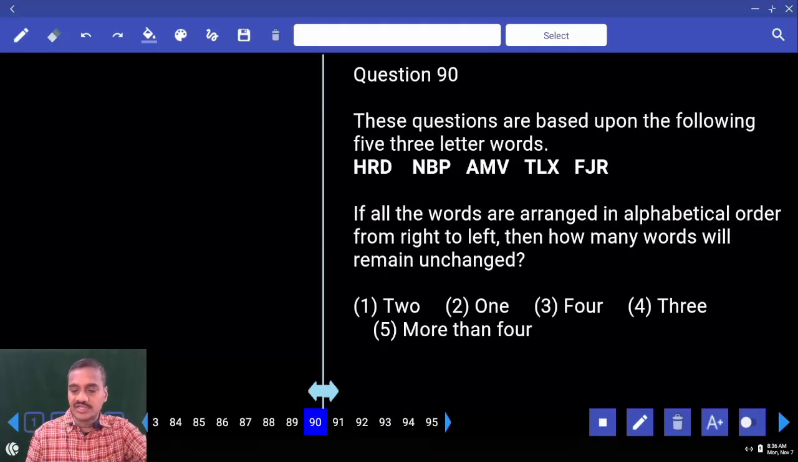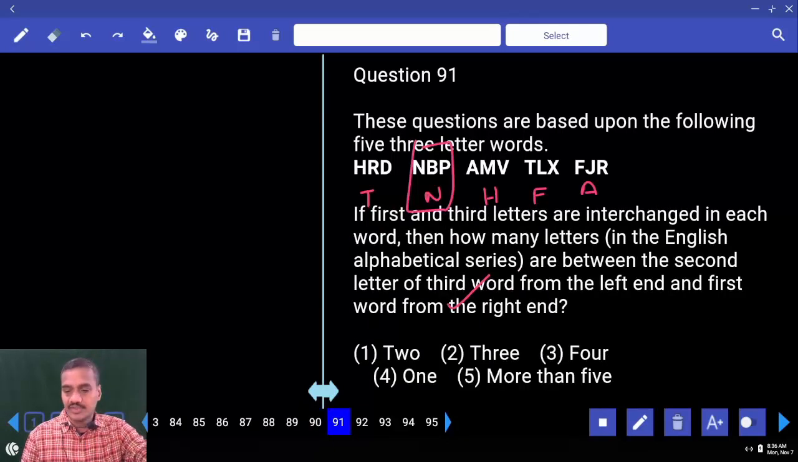If all the words are arranged in alphabetical order from right hand side to left hand side, how many words will remain unchanged? From right hand side to left hand side, now they are in ascending order. Alphabetical order from the right hand side would be A, F, H, N and T. Then tell me how many remain at the same place? BNP remains at the same place, and it is given in choice 2 for question number 90.